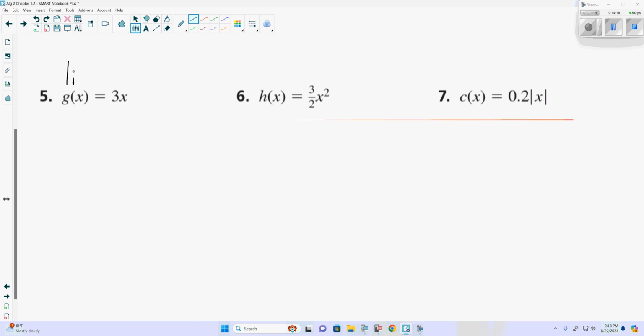Linear. Because it is an equation of a line. Number 5 would be a vertical stretch because our value of a is what? 3. It's greater than 1. Because whenever a is greater than 1, it's a stretch. Whenever it's between 0 and 1, it's a shrink.